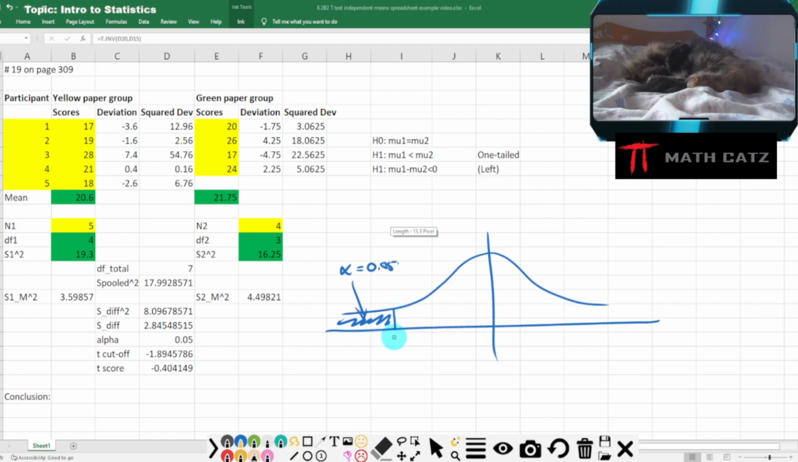0.05. So my t cutoff, negative 1.89. Where is my observed? Let's make it red. My observed t score is negative 0.4. Let's put it over here somewhere. So let's say t observed, negative 0.40 if I round it.